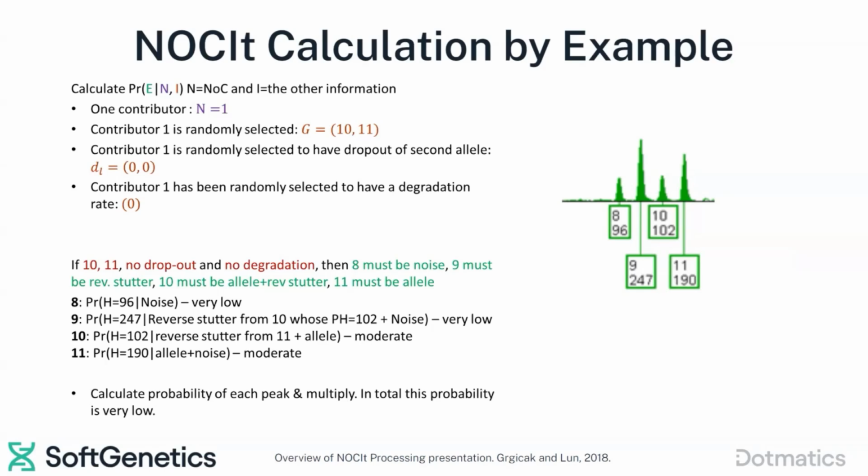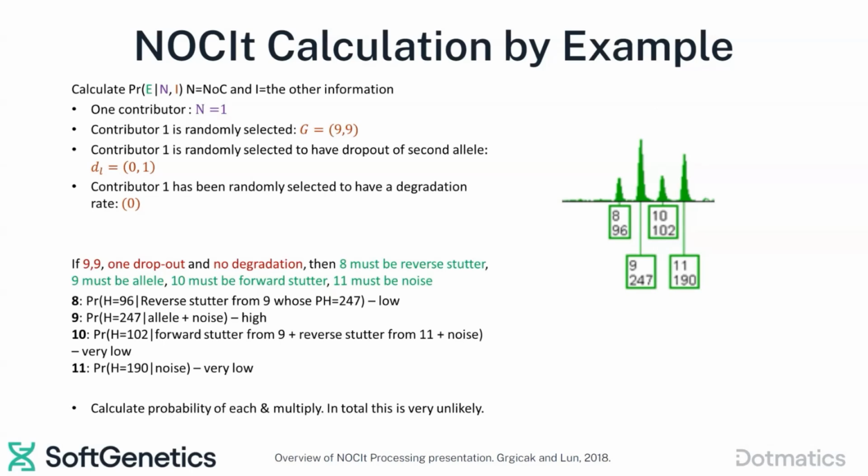So this means that the peak at 8 must be noise, 9 is reverse stutter from the 10, 10 is an allele plus some reverse stutter from the 11, and the 11 is the other allele. So when the software applies the model, you get a low probability that 8 is noise and 9 is reverse stutter, a moderate probability that 10 could be an allele and reverse stutter, and 11 is just an allele. But overall, the probability ends up being very low.